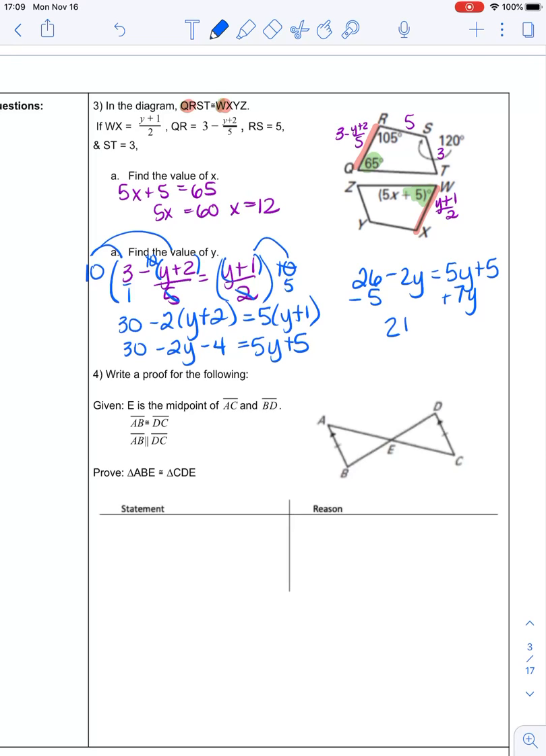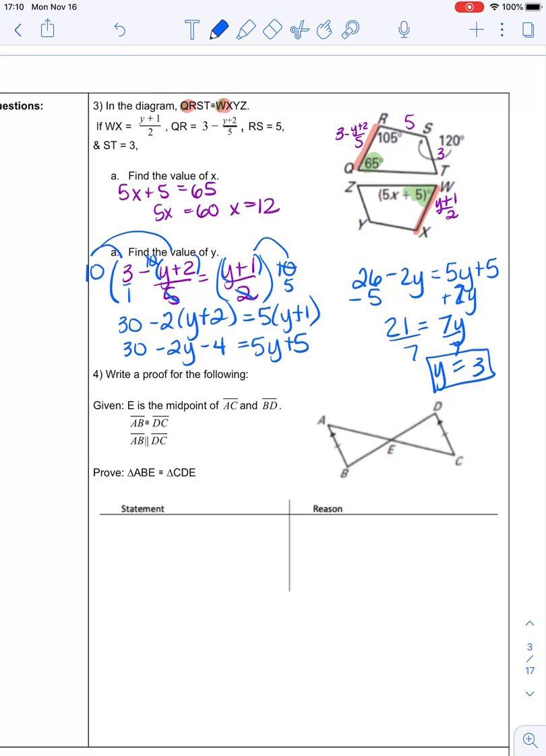Add 2y to both sides, subtract 5 from both sides. You get 21 is equal to 7y. Oh, I said 7y at first; it should have been plus 2y, I skipped ahead to get 7y. Divide by 7, and you get that y is equal to 3.